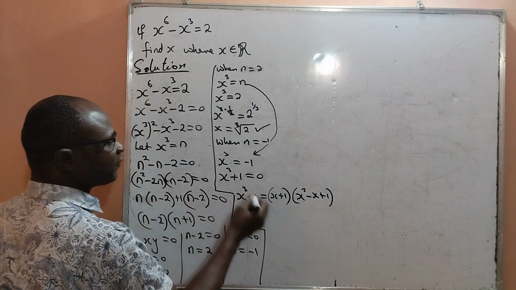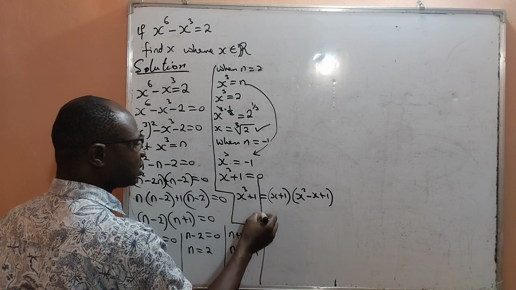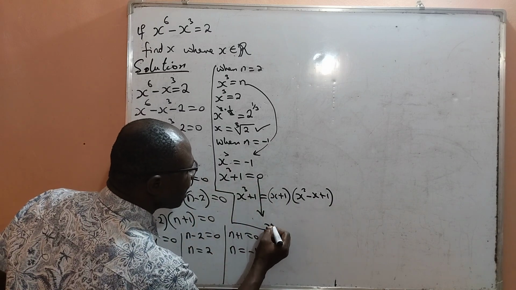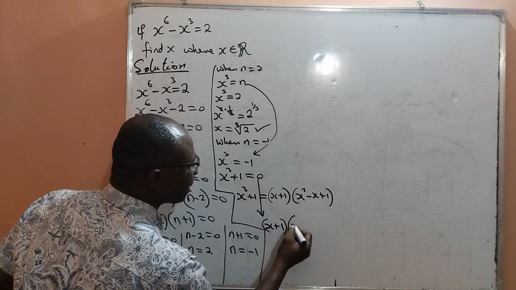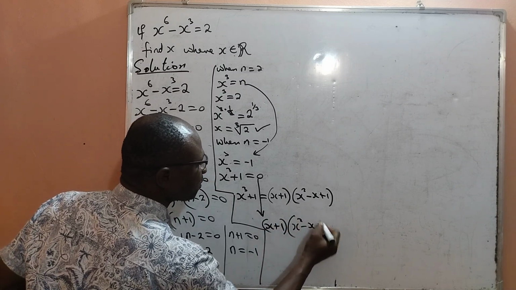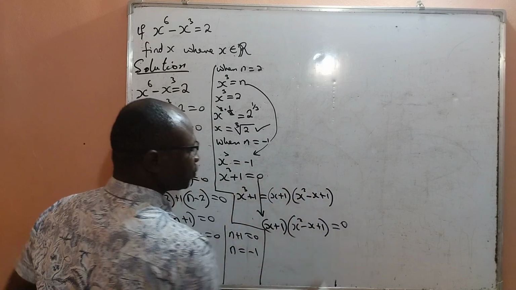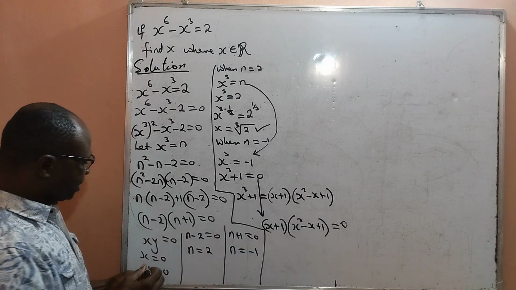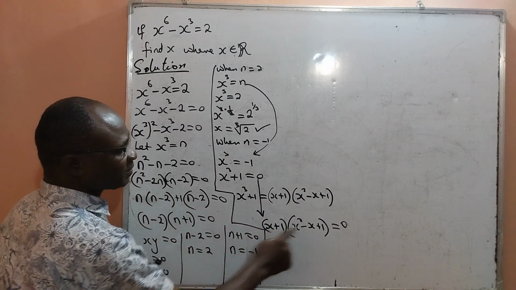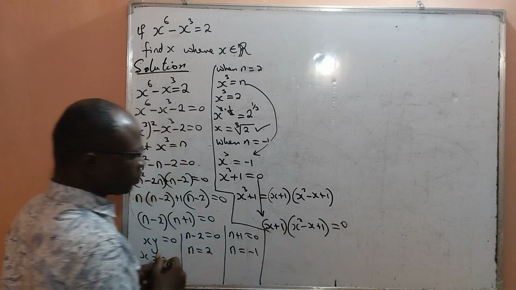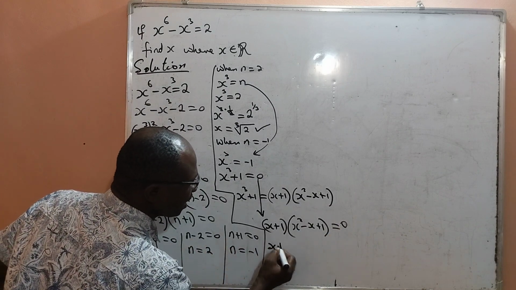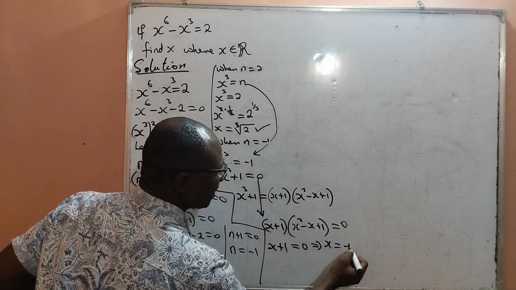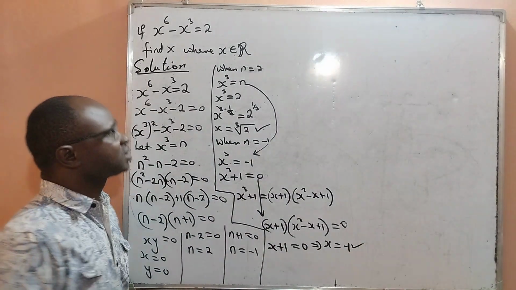And from here, it therefore implies that I can now bring it down as x raised to the power 3 plus 1, which can now be written as x plus 1 multiplying x squared minus x plus 1, equal to 0. Very good. Still using the same product rule, the first bracket is equal to 0 and the second one is equal to 0. So I can now take the first one, x plus 1 is equal to 0, implying that x is equal to minus 1. This is a real solution.